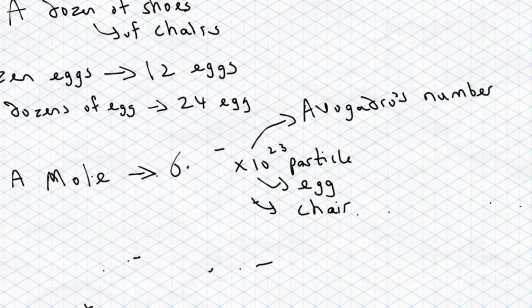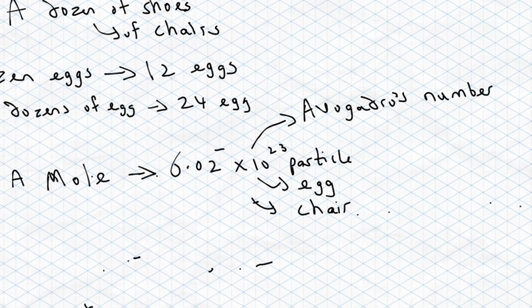Okay, so 6.02 times 10 raised to power 23 particles, or eggs, or shares, or anything. Understand? It's just a word. A mole means 6.02 times 10 raised to power 23. A dozen means 12. A pair means 2, and so on and so forth. You know the other ones from your English class. So I hope you understand that.